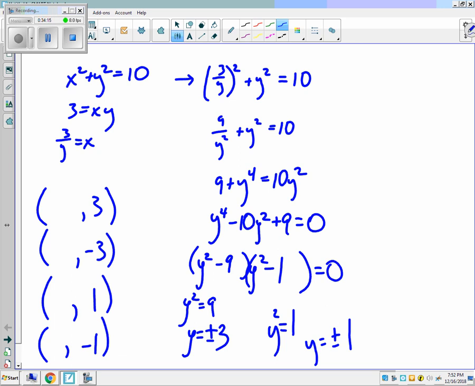Let's plug them in right here. What's 3 divided by 3? 1. What's 3 divided by negative 3? It's 3 divided by 1. It's 3 divided by negative 1. No. No. Yes. So.